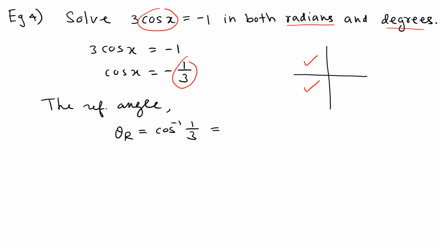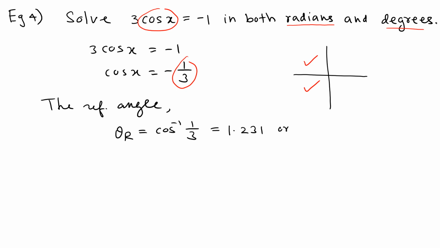So we're going to write the value in radian mode. When you use a calculator, make sure that you change the mode to radian mode, and then you find cosine inverse of 1/3. You should get 1.231 if you round to 3 decimal places. So this is in radians.